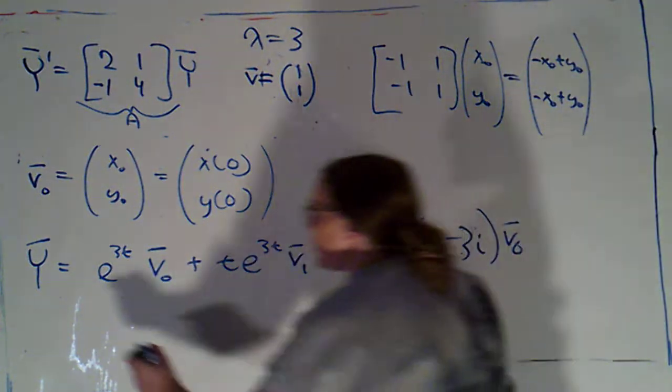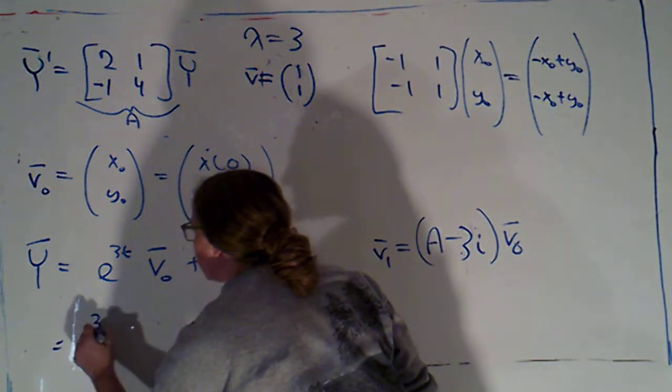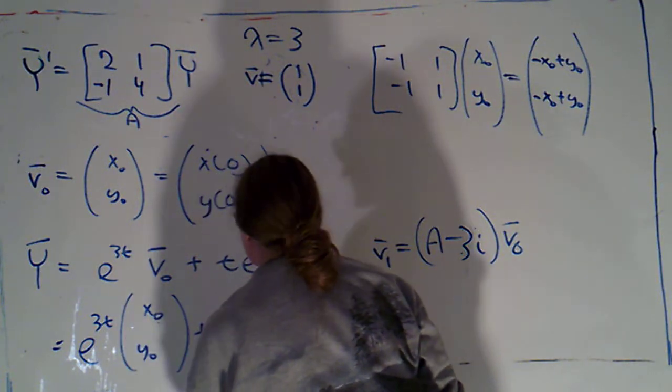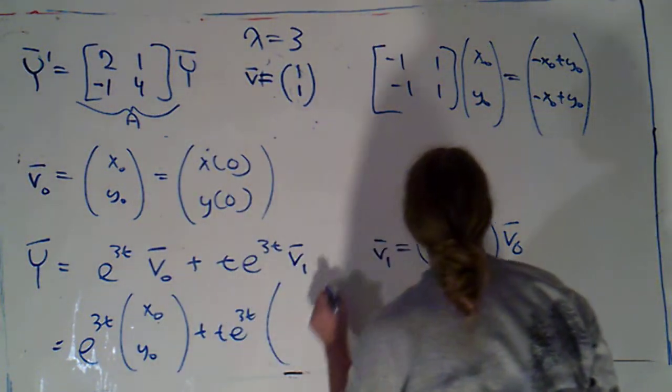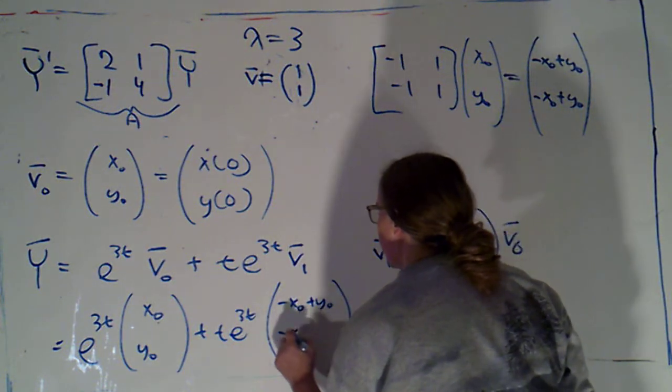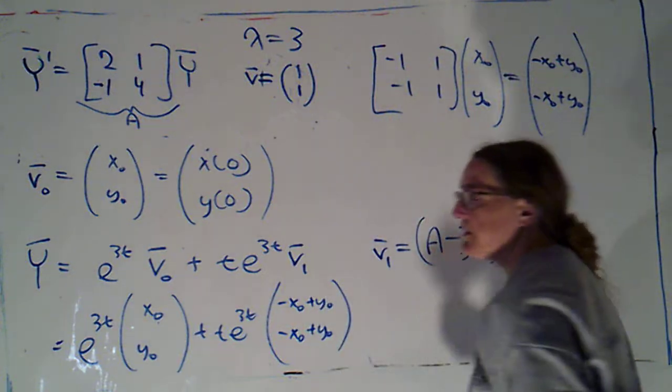Okay. So I can write this now in terms of just that initial condition: e to the 3t times (x naught, y naught), plus t e to the 3t times (negative x naught plus y naught, negative x naught plus y naught).